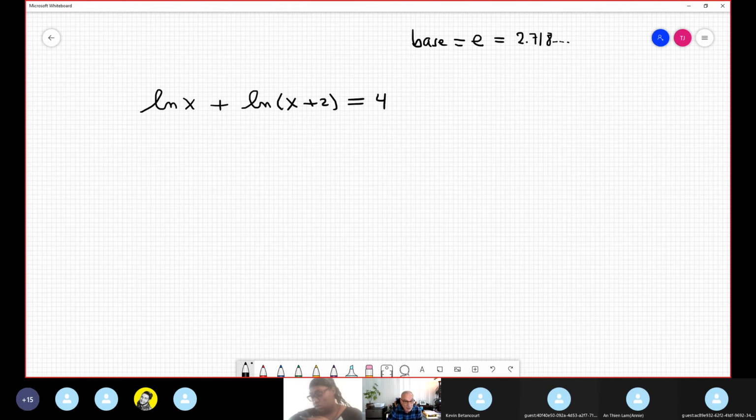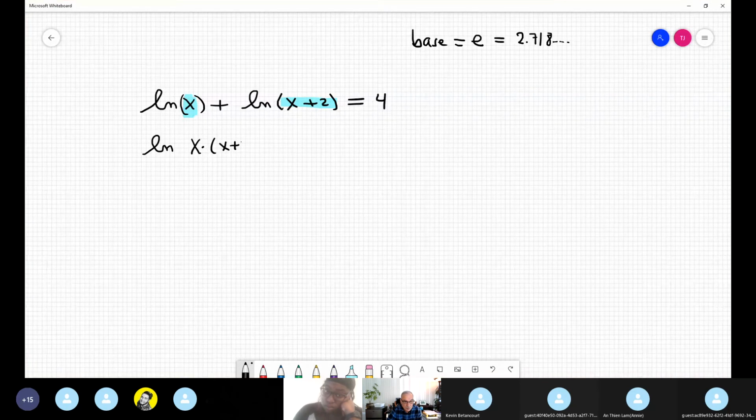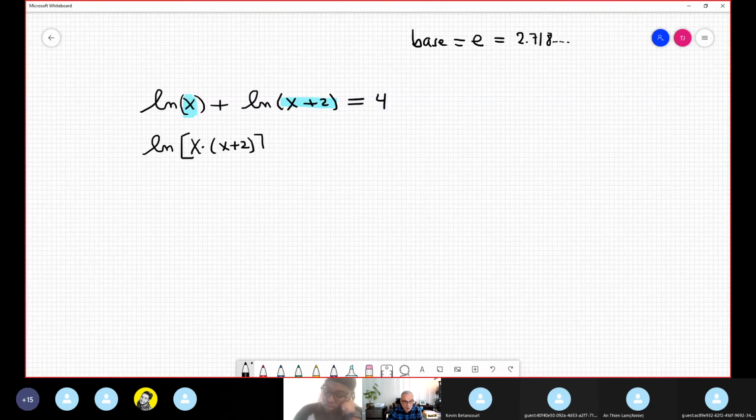Okay, now condensing. Condensing natural logarithm multiplication, this expression and this expression. By the way, I forgot the parentheses here. Never forget the parentheses. This is x times (x plus 2). And the parentheses enclose the argument. Okay, now this is a crucial moment to change to exponential. When you change to exponential, it's obvious that the base is e. You need to know that by default ln is equivalent to log base e, and the exponent is 4.